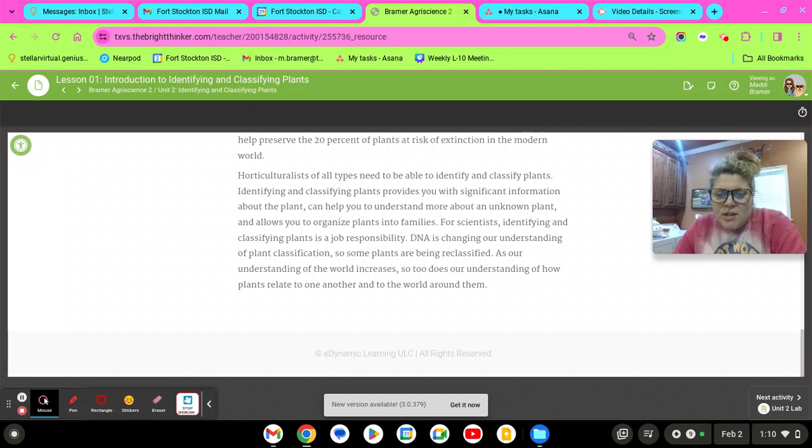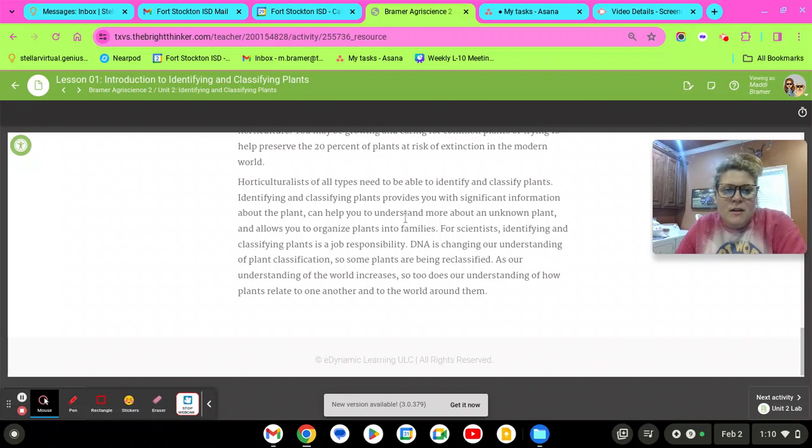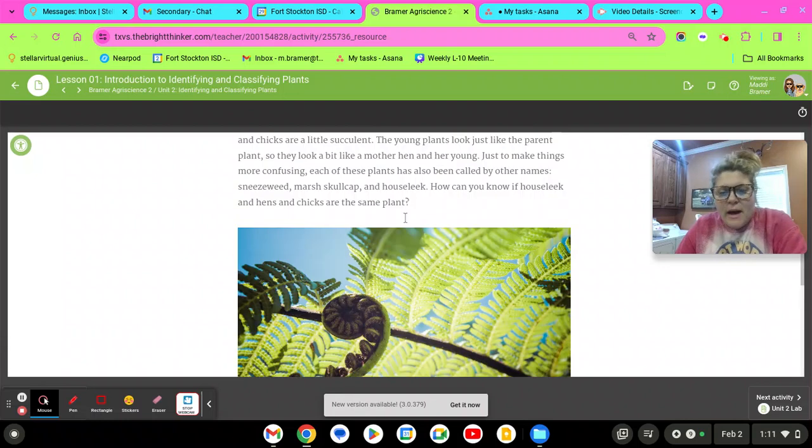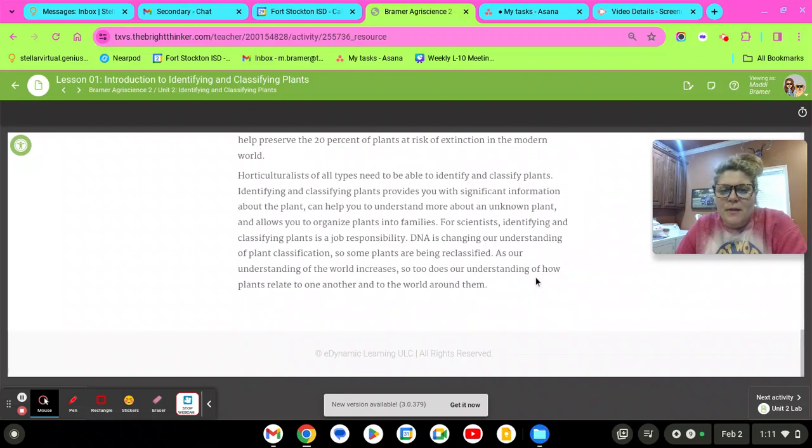So DNA is changing our understanding of plant classification. Some plants are being reclassified. As the understanding of the world increases, so does our understanding of plants and how they relate. So it's ever changing, ever growing, but it is fun to learn about, and especially I encourage you to learn about those in your area.